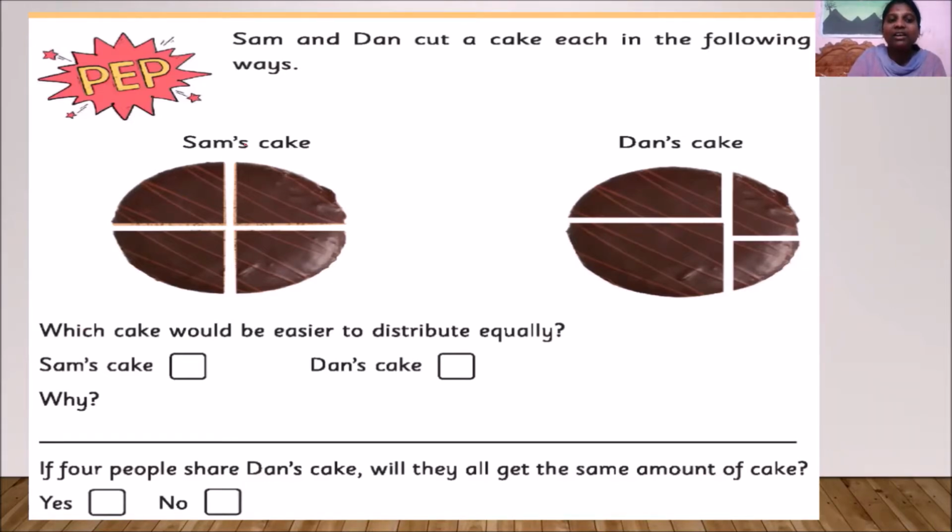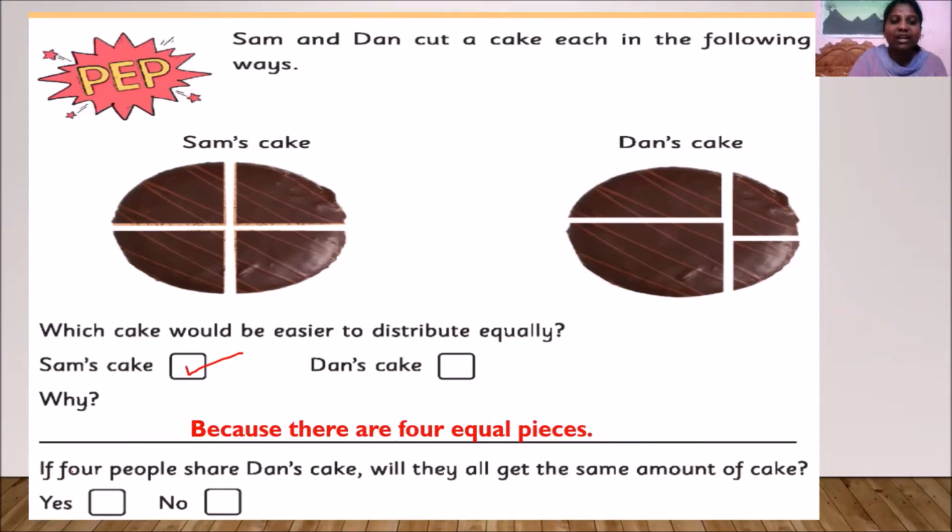First, see Sam's cake. Sam cut the cake into 4 equal pieces. But Dan cut the cake into unequal pieces. Now tell me, children, which cake would be easier to distribute equally? Sam's cake or Dan's cake? Very good. It is Sam's cake. Why? Because there are 4 equal pieces.